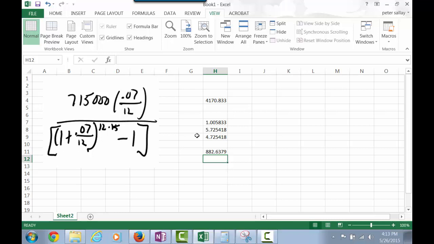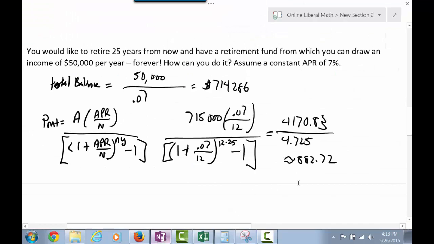And we get that 882. We actually get a more accurate answer than what we had earlier, because we had 882.72, but with Excel we were able to get a little bit more accurate. So if we can find a way to set aside $882 a month, then in 25 years we can have the dream amount of $750,000.